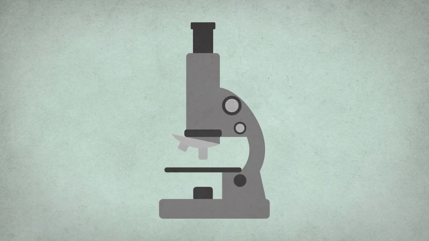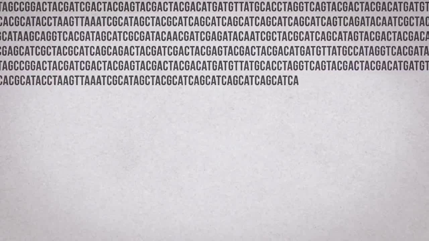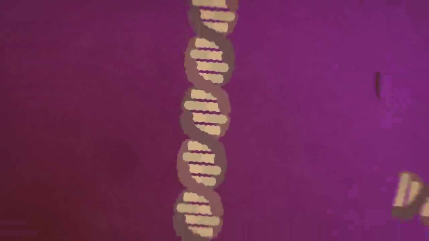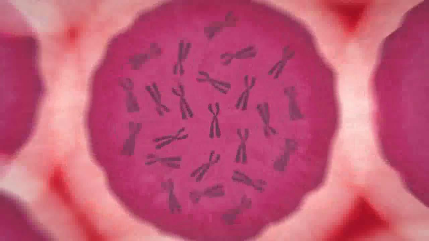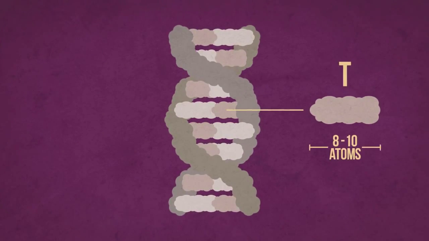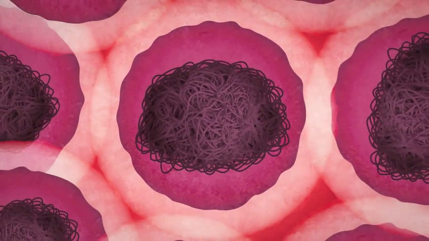Let's take a closer look. Knowing the sequence of the billions of letters that make up your genome is the goal of genome sequencing. A genome is both really, really big and very, very small. The individual letters of DNA, the A's, T's, G's, and C's, are only 8 or 10 atoms wide, and they're all packed together into a clump, like a ball of yarn.